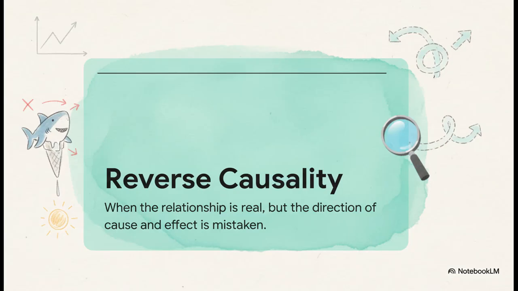And that brings us to our third and final culprit, which honestly can be the trickiest to spot. It's called reverse causality. This is when there is a real cause and effect relationship, but you've got it completely backwards. You think A is causing B, when in reality B is causing A.